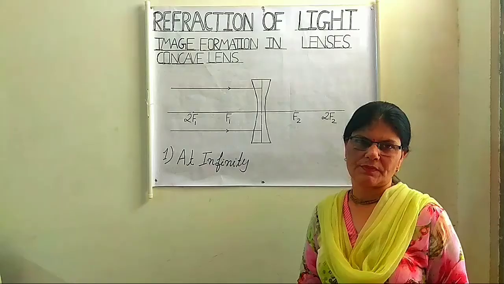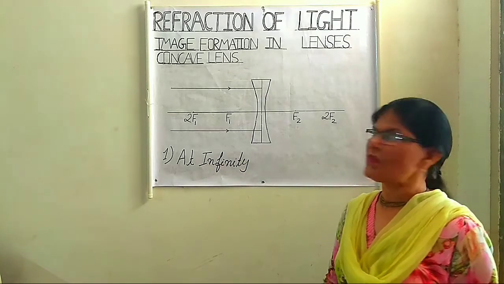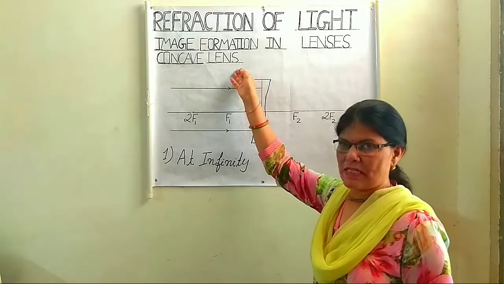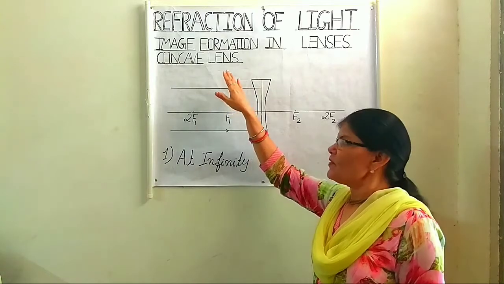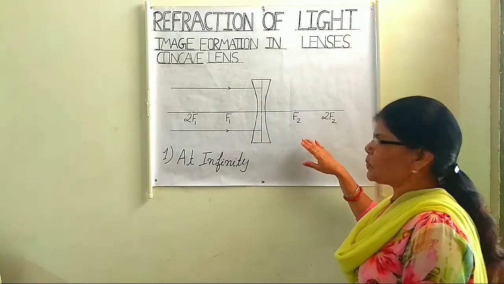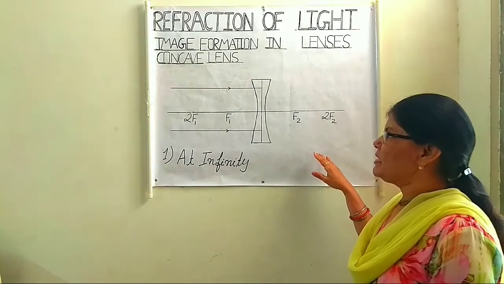So we have completed all the 6 cases of convex lens. Now let us start concave lens. In the case of concave lens, we are having only 2 cases, where the first case we have already done to show how a concave lens is called a diverging lens. So let us revise this. Let us do it again.